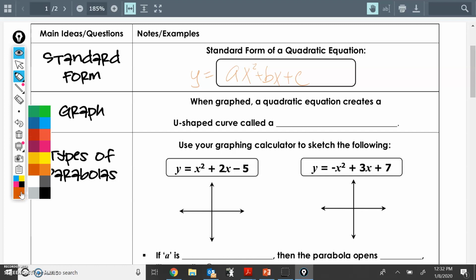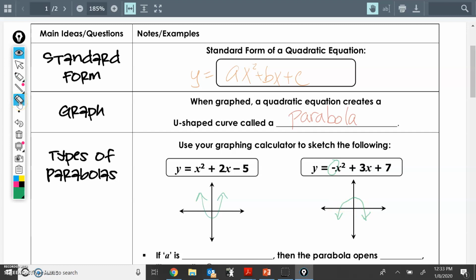The curve is a U-shape called a parabola. And that parabola could be a smiley face or a frowny face. If the beginning number in front, the leading coefficient as it's called, is 1, so if this is 1 or positive, then you get a smiley face. If the beginning is negative, the leading coefficient in front of the squared term, then you get a frowny face.